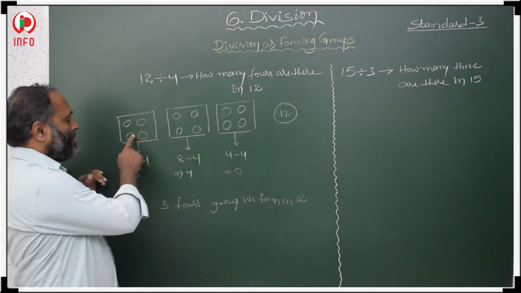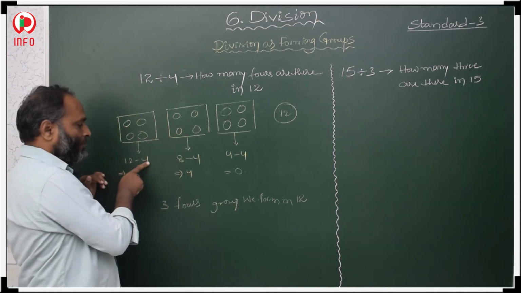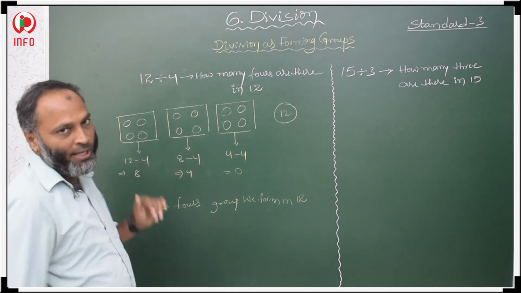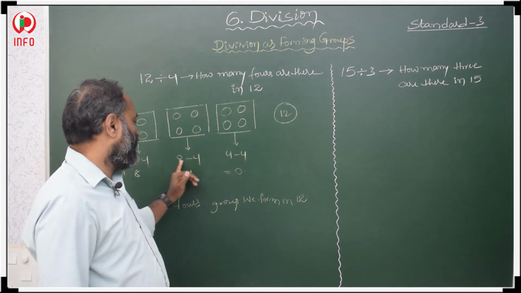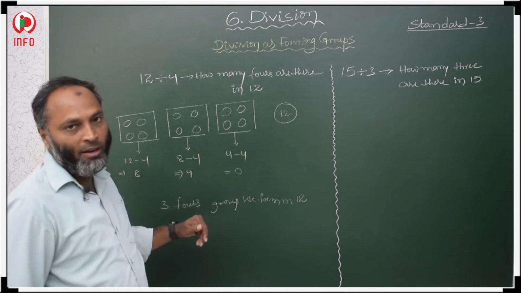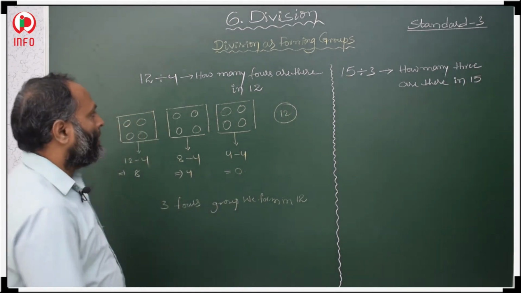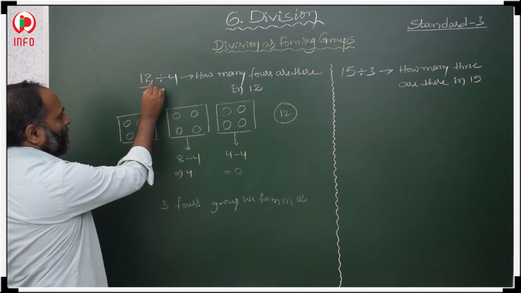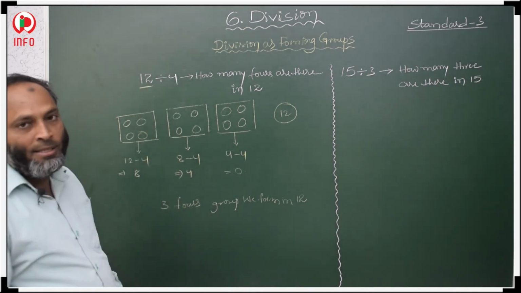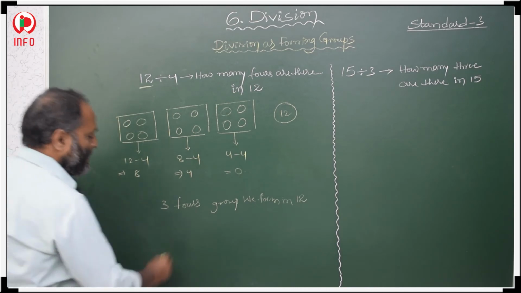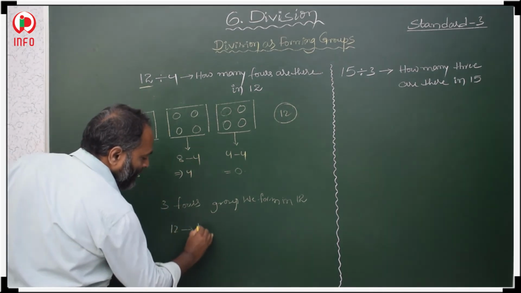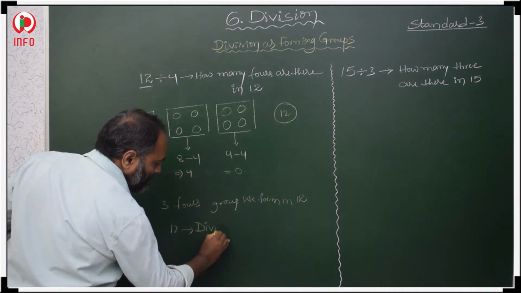Here first total 12, 12 minus 4 we get 8. So 8 minus 4 again, so we got here 4. Again 4 minus 4 is 0. Here this 12 total, how many are there? That is nothing but the dividend, that is called the dividend.